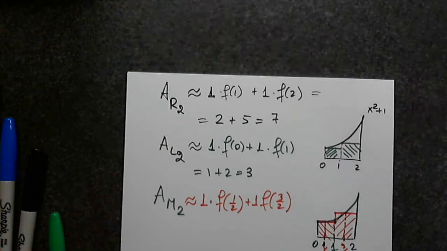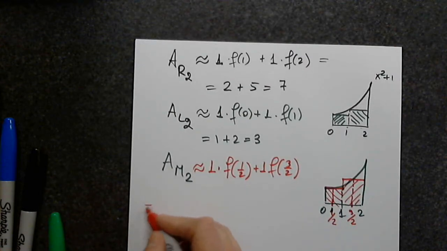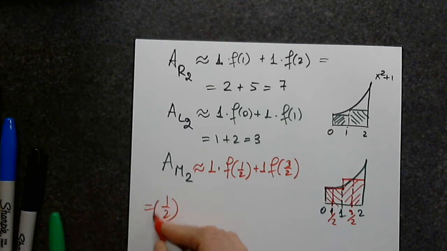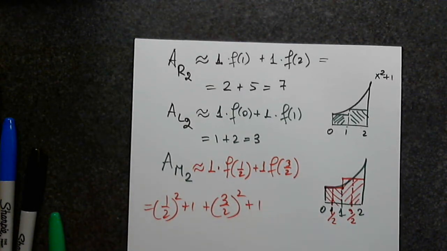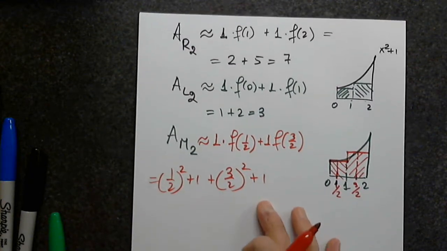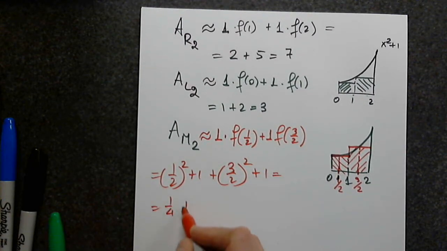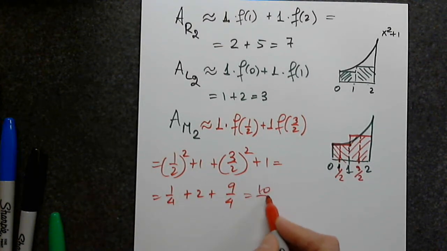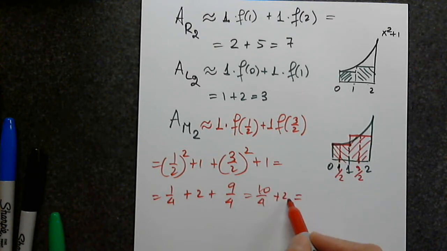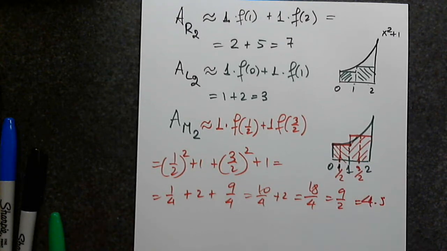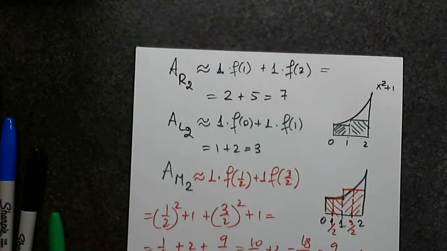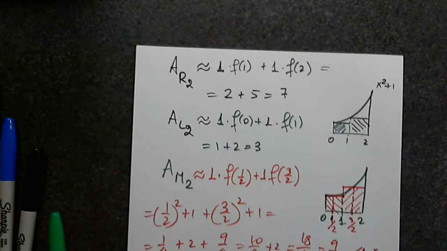Okay. So then f of 1/2 is 1/2 squared plus 1, plus 3/2 squared plus 1, because this is x squared plus 1. So we get 1/4 plus 2 plus 9/4. So this is 10/4 plus 2, so 18/4 or 9/2 or 4.5. As expected, 4.5 is in between 3 and 7.